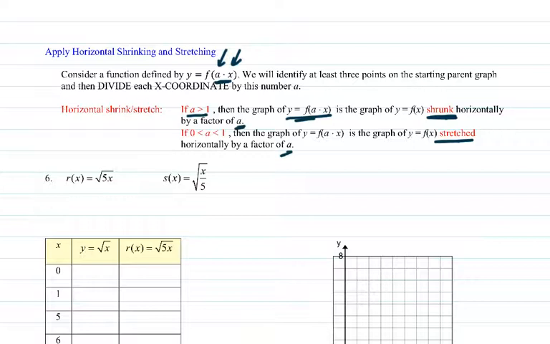So we're going to follow the same process. We're going to identify at least 3 points on the parent function, and then we divide each coordinate by the number A. Okay? So let's do this.